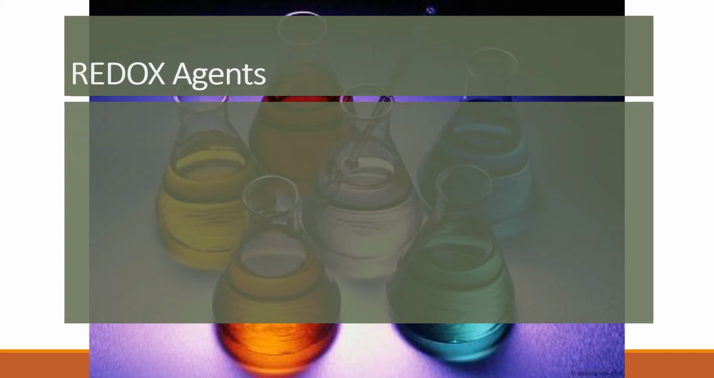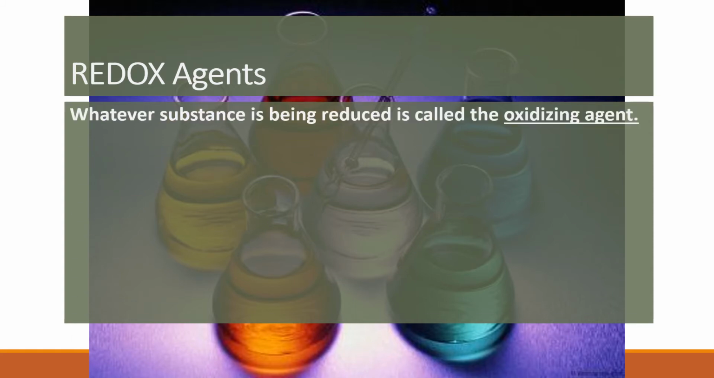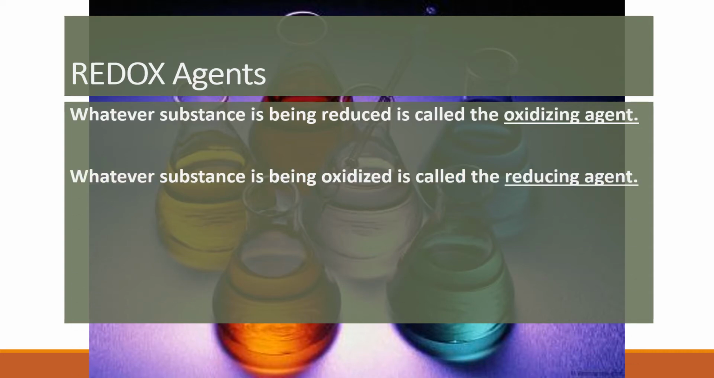Before we get on to more skill based and some practice questions, I wanted to go over 2 more terms. Whatever substance is being reduced, so from that last example when we had that GER, right, we are going to call it an oxidizing agent because it allows oxidation to occur. It helps oxidation occur. And then on the opposite side, whatever is being oxidized is called the reducing agent.